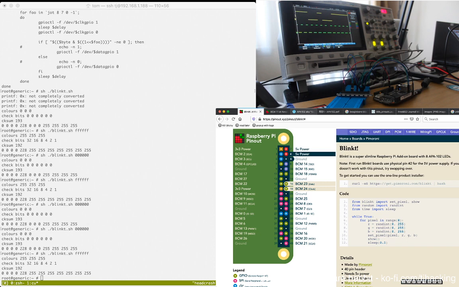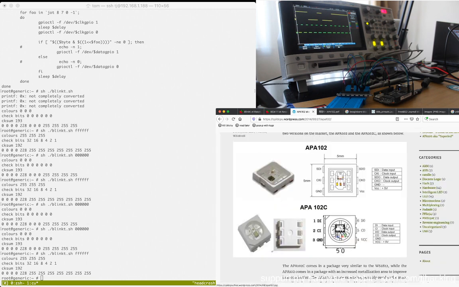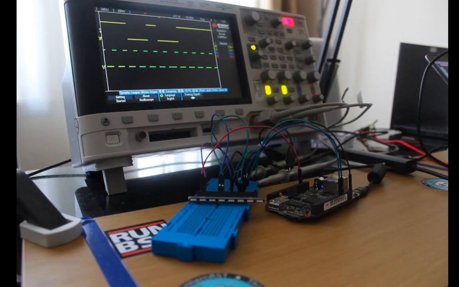So, find OBS, switch to this one. Put my hand in the frame. I'm here. I'm going to stream for an hour or so. I'm going to try and get these LEDs working.